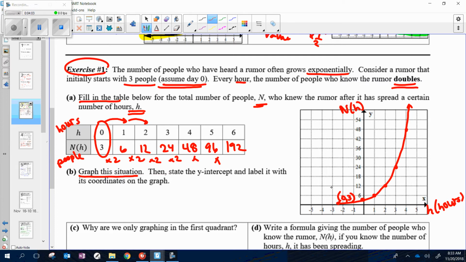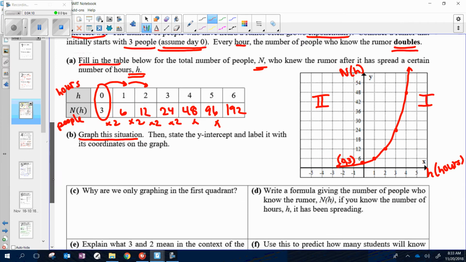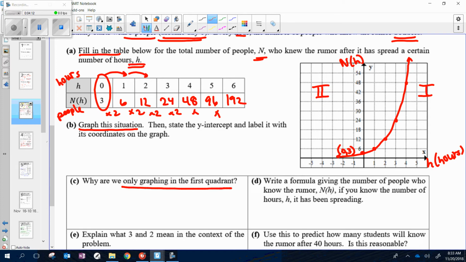Notice I went into quadrant 2. This is quadrant 1, this is quadrant 2. And the first question is, why are we only graphing in quadrant 1? So I screwed up. This graph should not go this way. I'm erasing it as we speak.